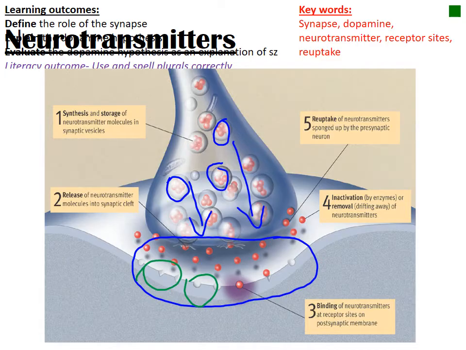Now, neurotransmitter molecules are released from the end of the presynaptic cell into the synaptic gap that we've just talked about. And the relationship between the neurotransmitter molecule and the receptor site is like a lock and key, as we just mentioned. Once this process has happened, any excess molecules are then taken back up by the presynaptic cell and recycled in a process called reuptake.